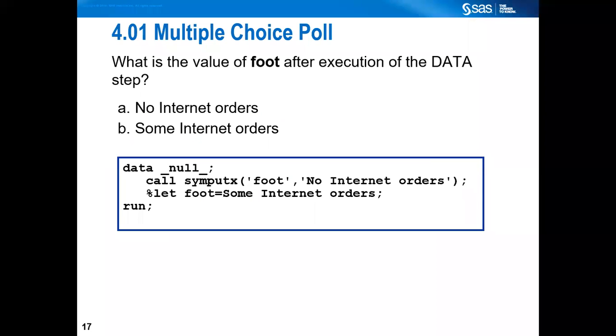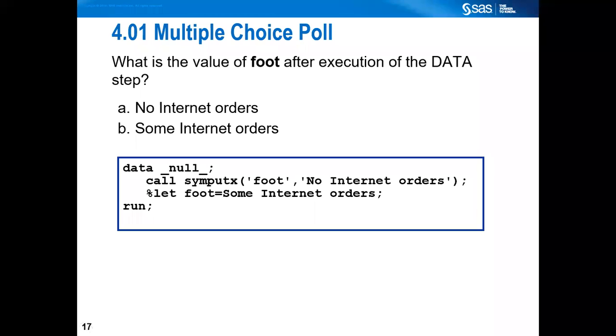Okay. So what is the value of foot after execution of your data step? Is it no internet order or some internet order if you write this data step? Now look at this data step. It's a null statement. Now why is it writing data _null_?